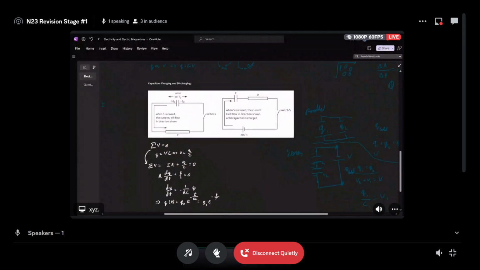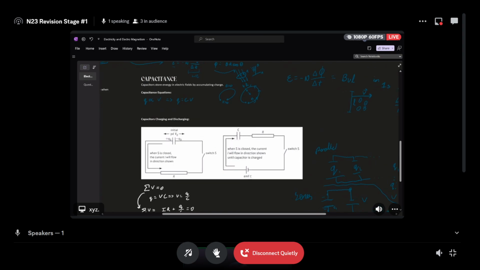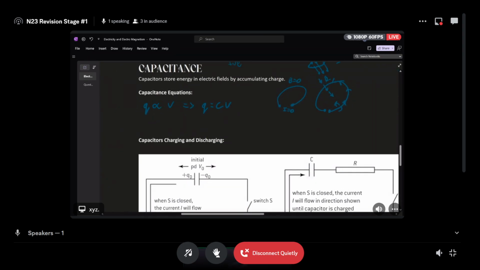Okay, so capacitors when we charge and discharge. Oh, I should do this. This equation is also quite important, and it's the capacitance equation. Wait, I got a message.